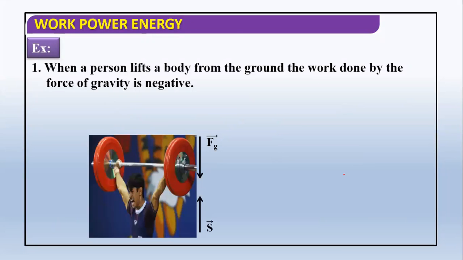In the same example, the person is lifting the object upward. In this case, gravity is acting downward. Gravity is always downward, mg. So the displacement is upward, but gravity is downward, so the work done by gravity is negative. And in the last case, when we saw positive work, the work was done by the force by the man. This time it is by gravity. So I can show you.